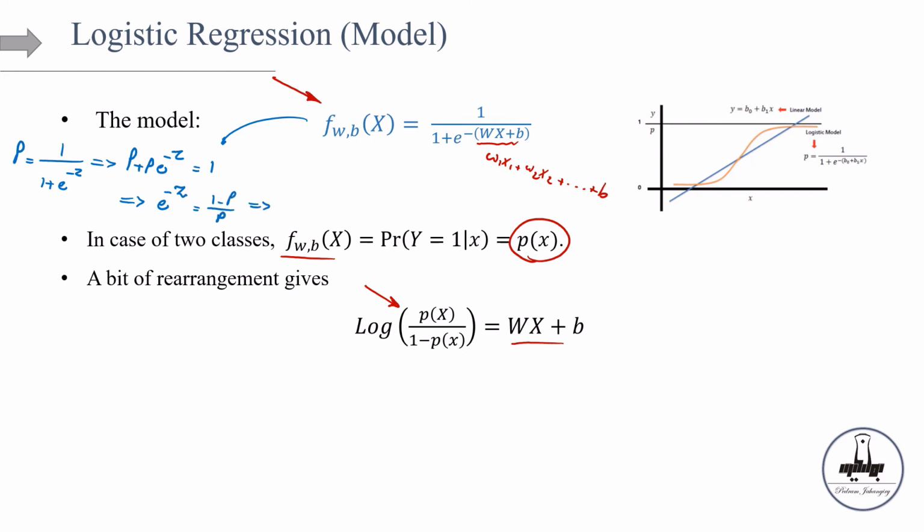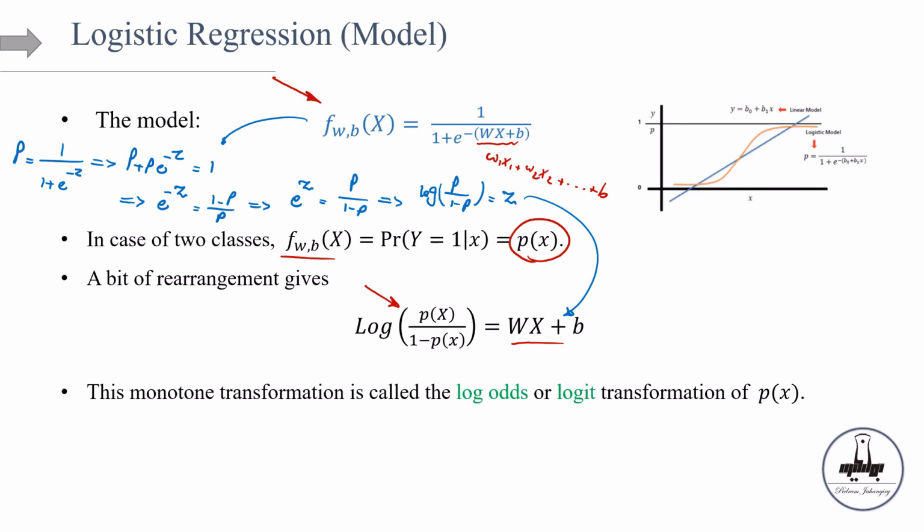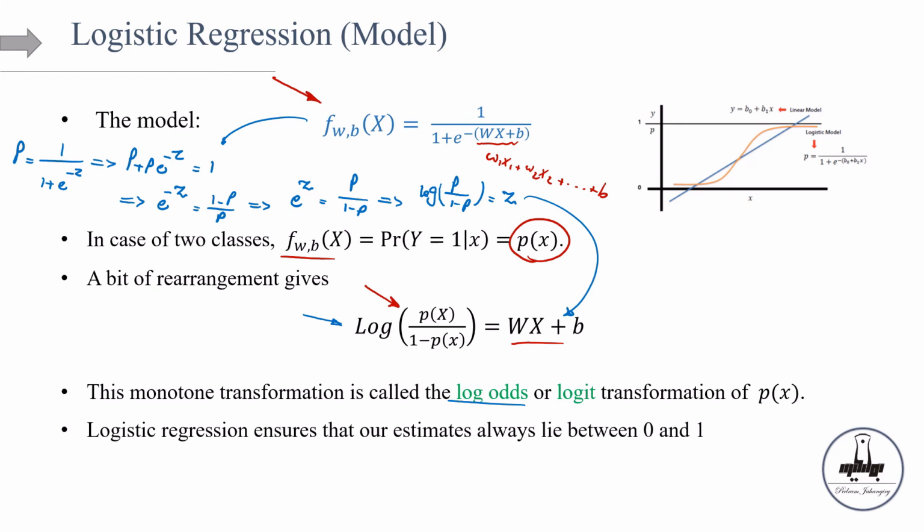From this, if we just invert it, we get e to the power of z is equal to p divided by 1 minus p, right? And now if we take the natural log of both sides, what do we get? We end up with the log of p divided by 1 minus p is equal to z. So this is how we get from there to here. Now, if you look at it, this monotone transformation is called log odds, or the logit transformation. So that's why we call this equation logistic regression, right? And we know that logistic regression ensures that the estimates are always between 0 and 1.